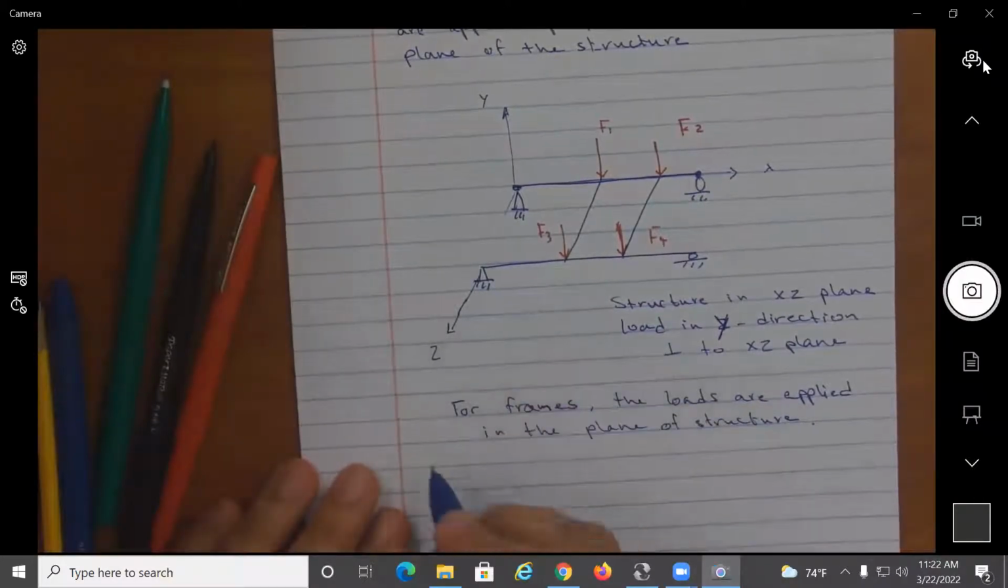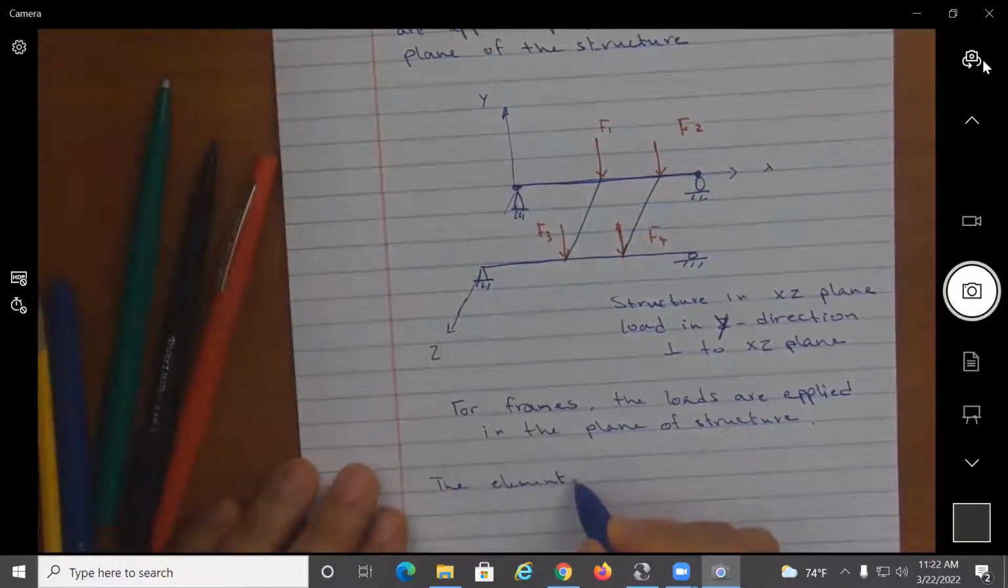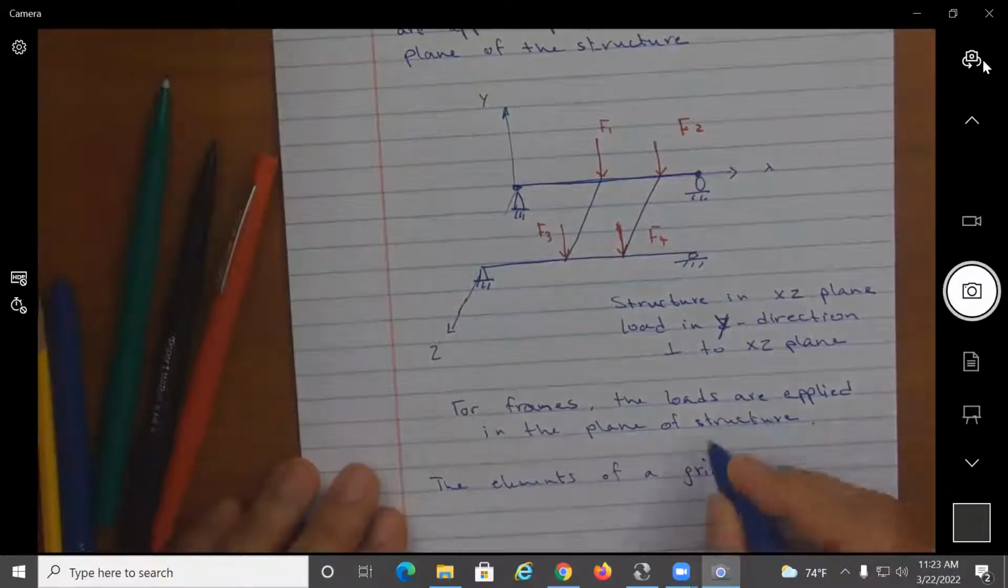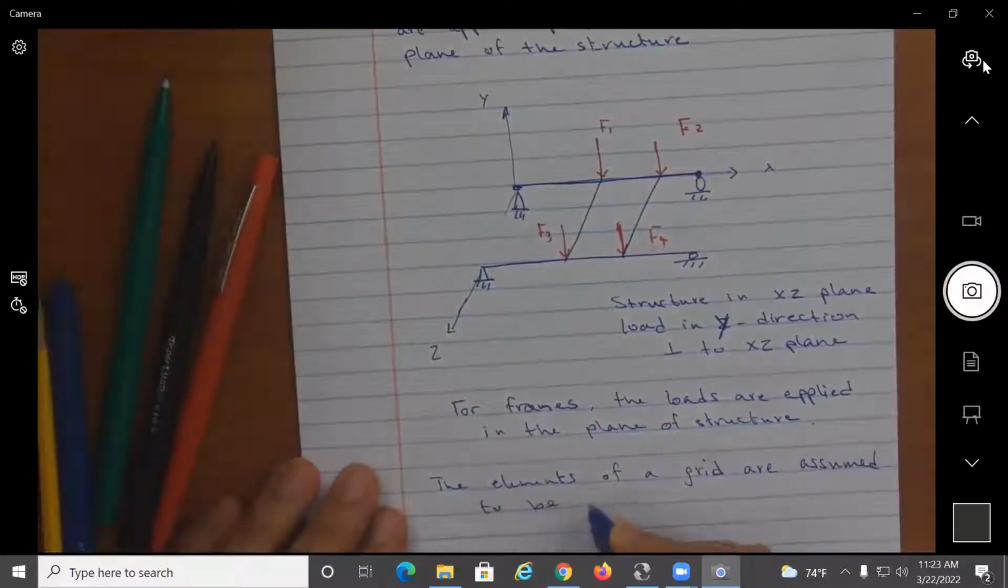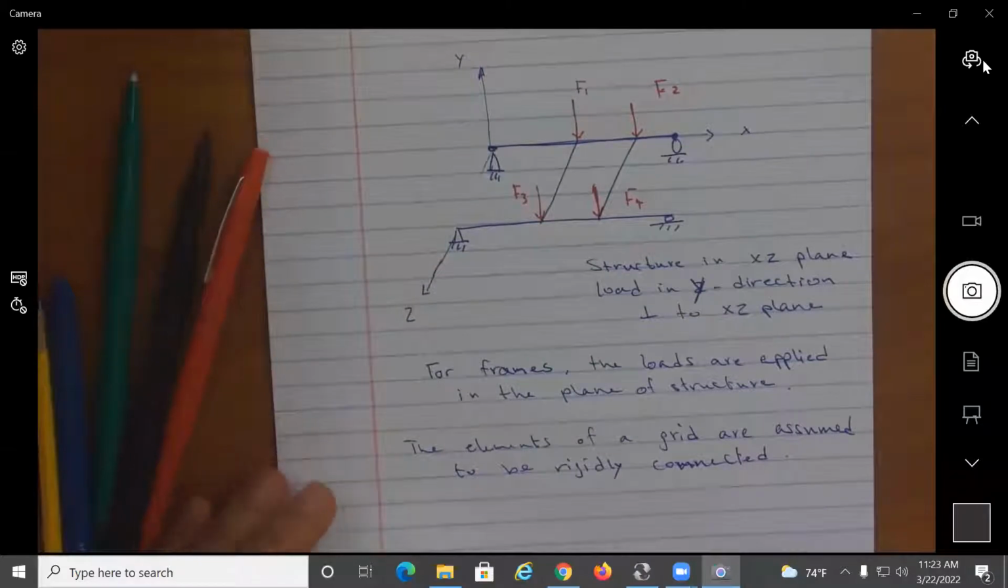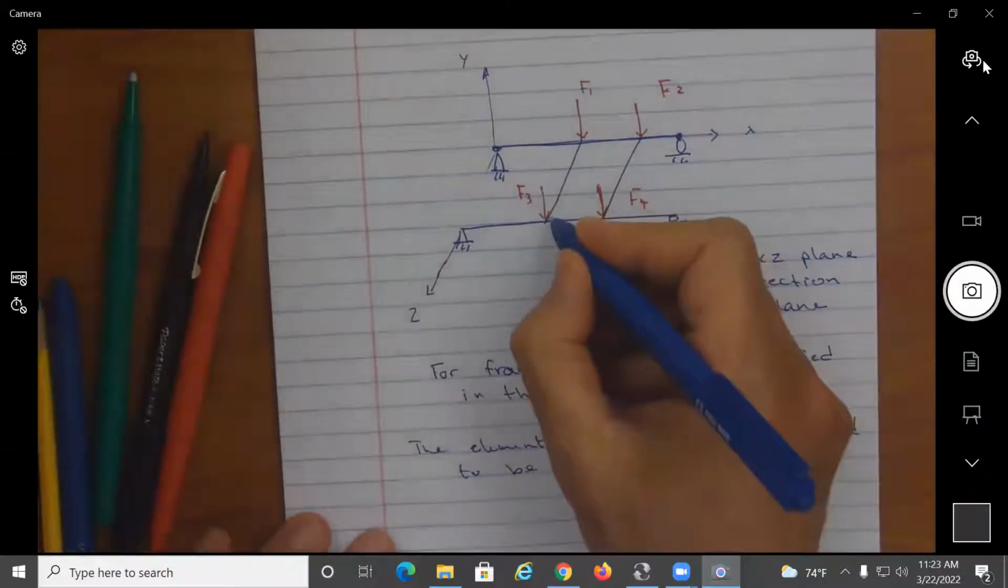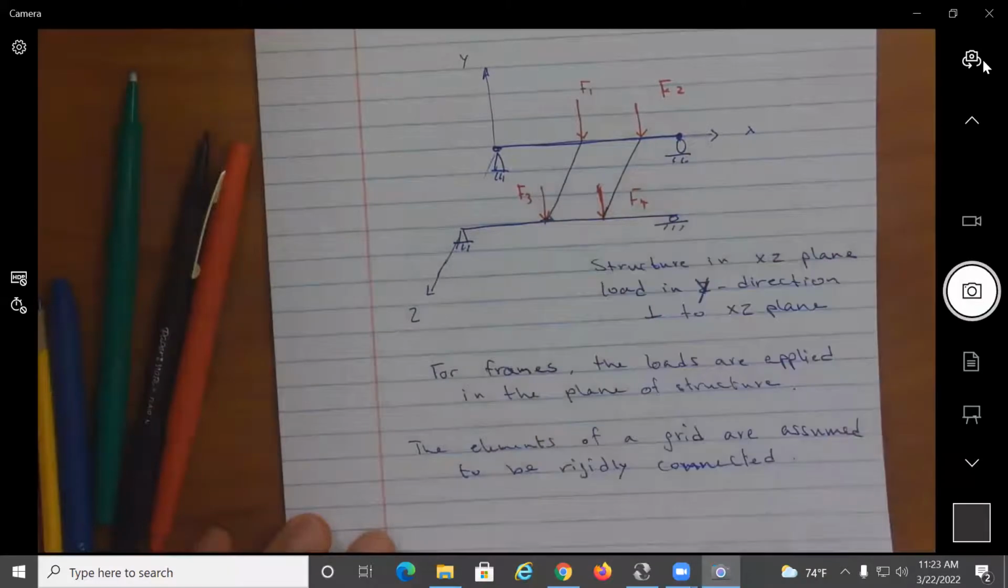Okay. Like frames, the elements of a grid are assumed to be rigidly connected. So these are all rigid connections where the elements meet.